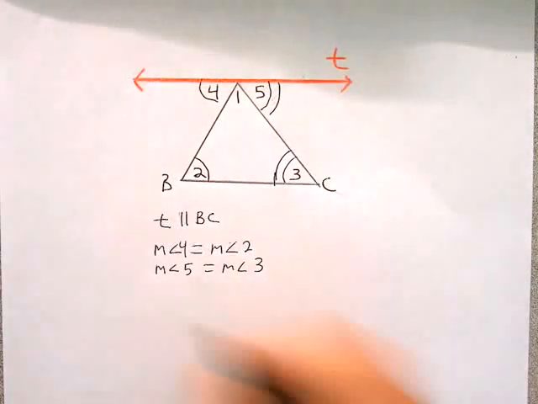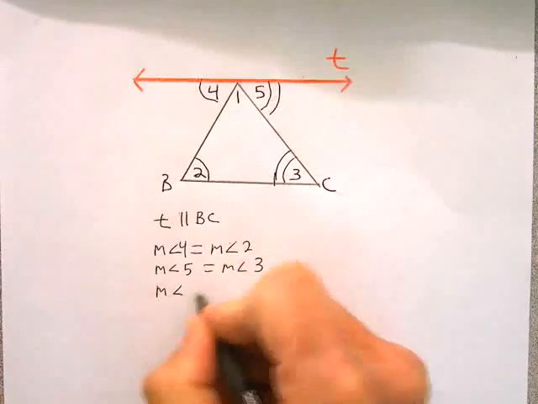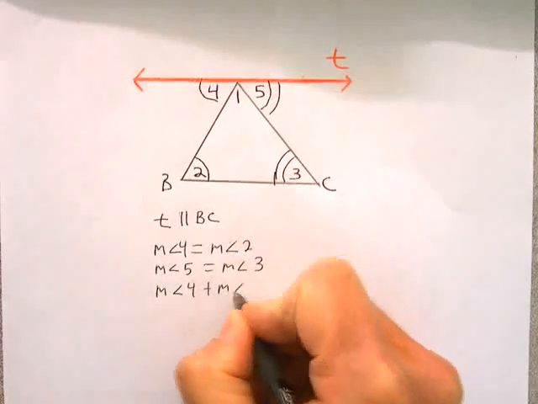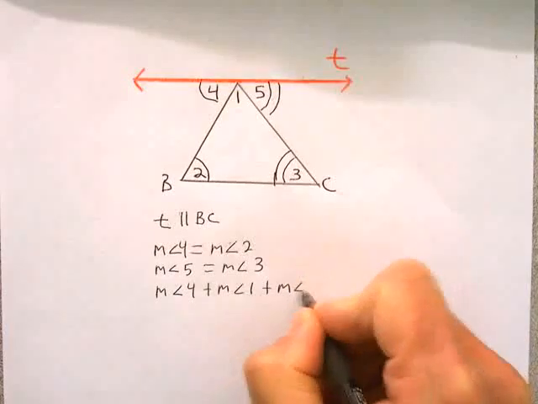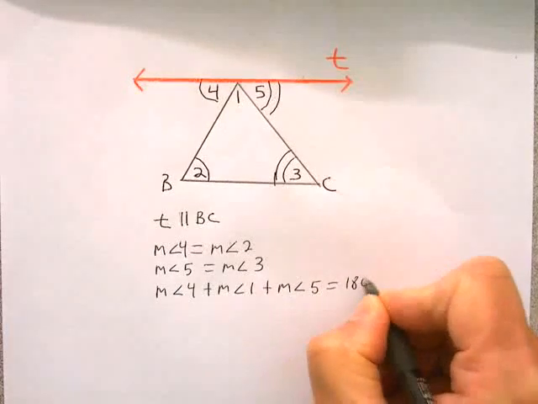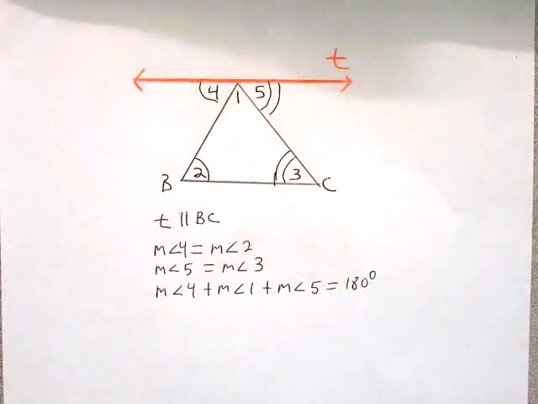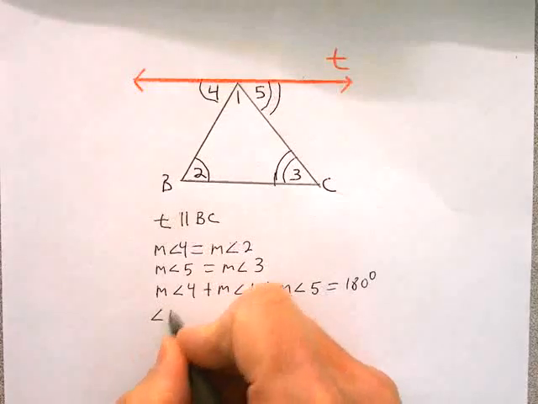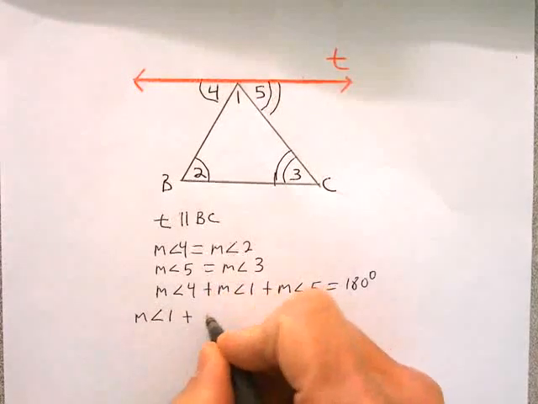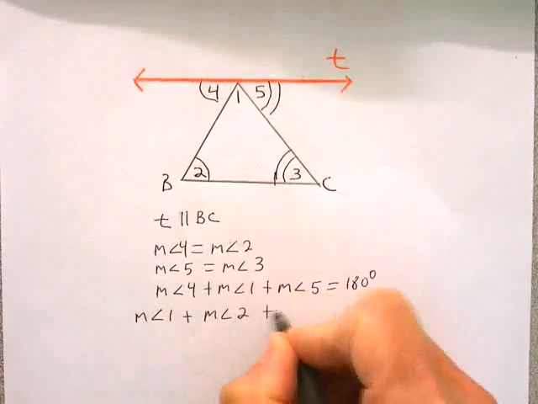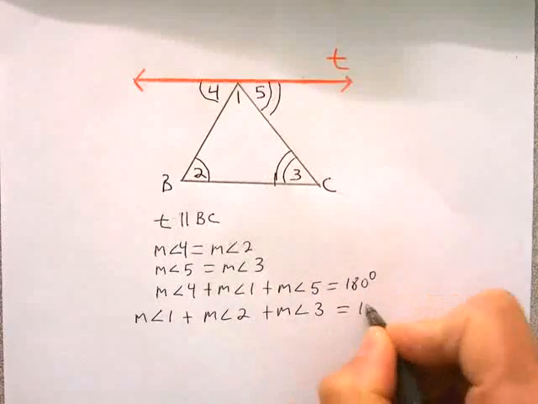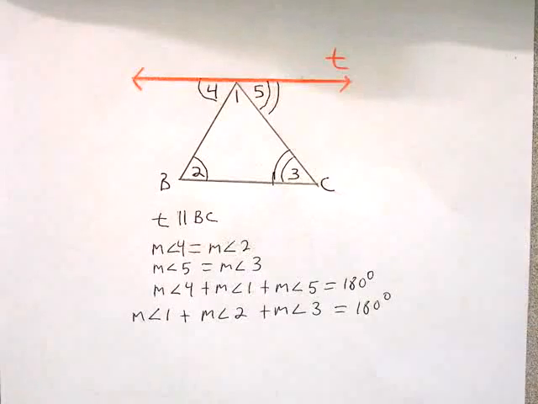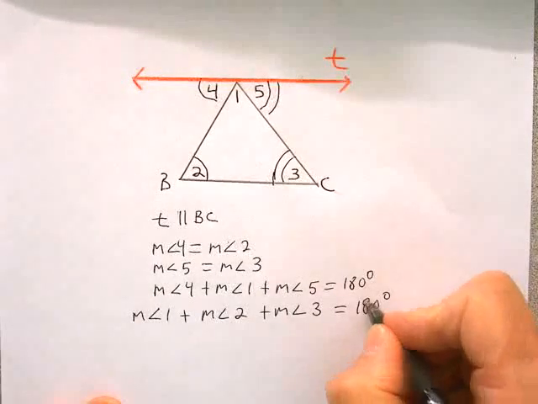And I know that the measure of angle 4 plus the measure of angle 1 plus the measure of angle 5 equals 180 degrees, because I was told T was a straight angle. And if that's true, then I know that the measure of angle 1 plus the measure of angle 2 plus the measure of angle 3 also have to equal 180 degrees. And that is a geometric proof that there are 180 degrees in a triangle.